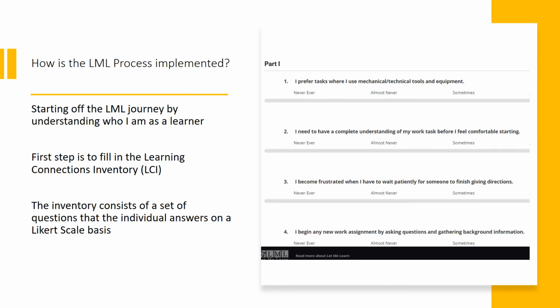How is the Let Me Learn process implemented? We start off the Let Me Learn journey by understanding who we are as learners. The first step is to fill in the Learning Connections Inventory, or the LCI. The inventory consists of a set of questions that the individual answers on a Likert scale basis. You can see a sample of such questions on the right.